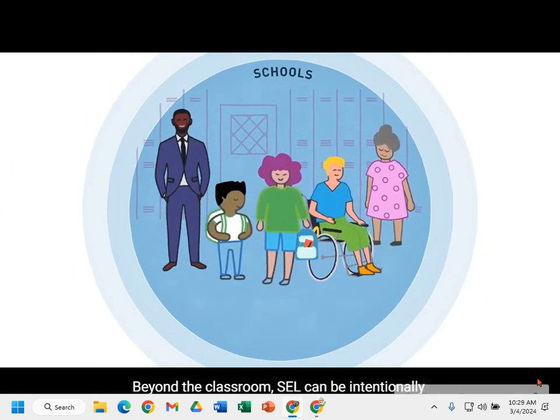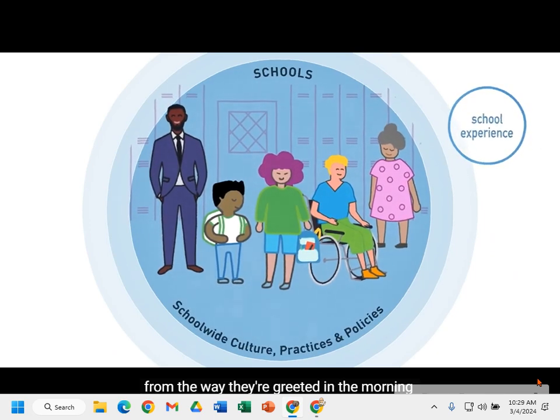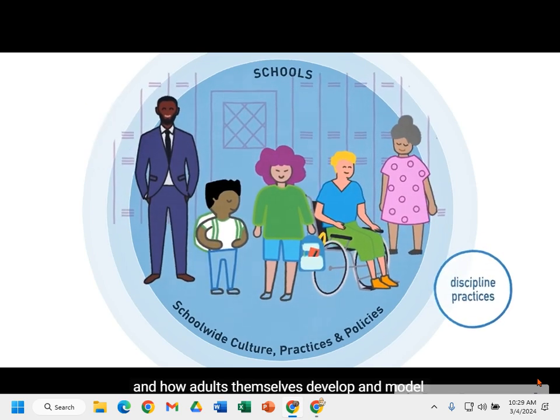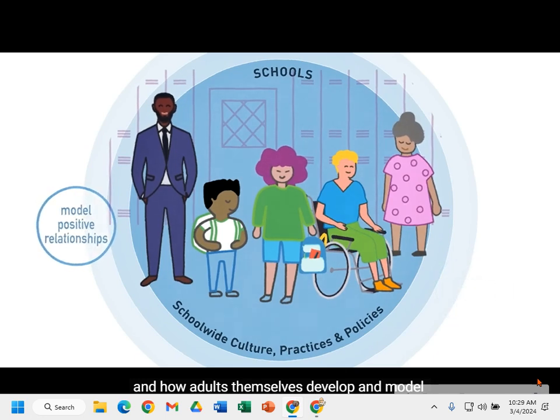Beyond the classroom, SEL can be intentionally promoted throughout the school experience, from the way they're greeted in the morning to how discipline practices are carried out and how adults themselves develop and model positive relationships and the SEL competencies.